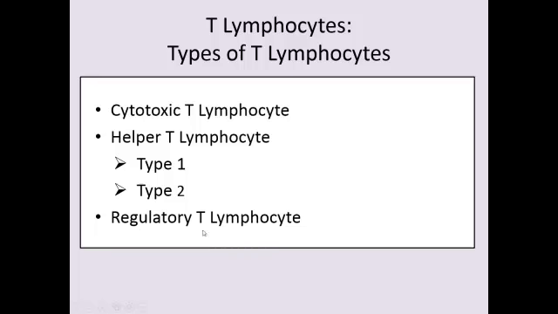Then we have regulatory T lymphocytes that go around calming things down, downregulating the immune response. Now let's talk about development of B cells and T cells. Hemopoietic cells divide, they form lymphocytes, some of them become B cells, some of them become T cells.